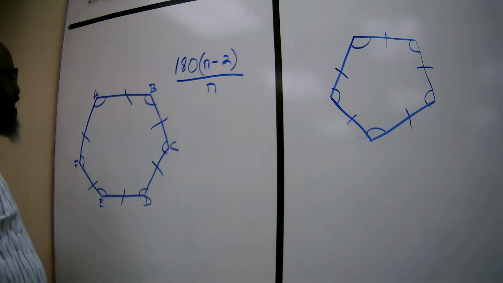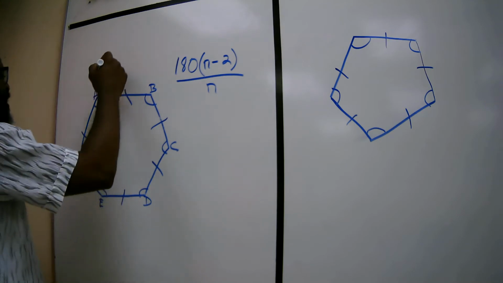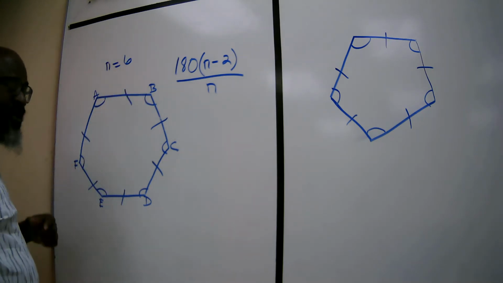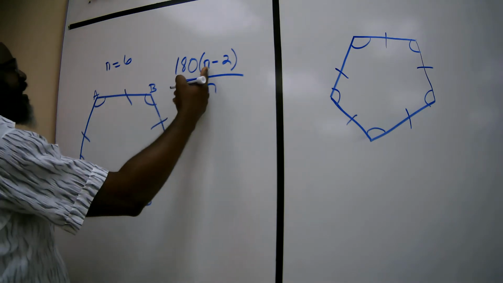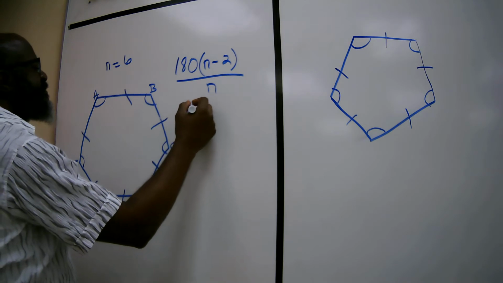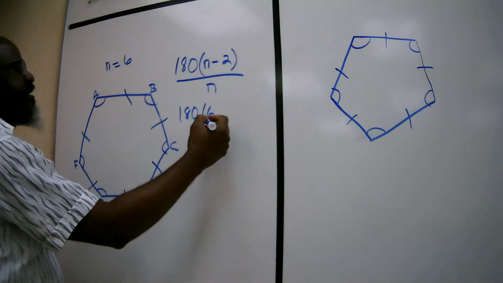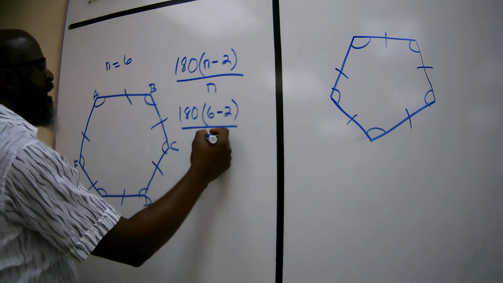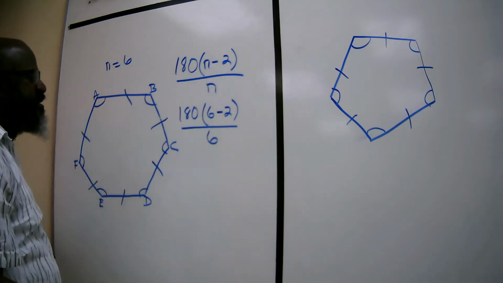In this case, we have a hexagon. We know that a hexagon has 6 sides. Then we can find the measure of each interior angle. We will place n here: 180 times (n minus 2), divided by n. In this case, n is 6, so we substitute 6 for n.